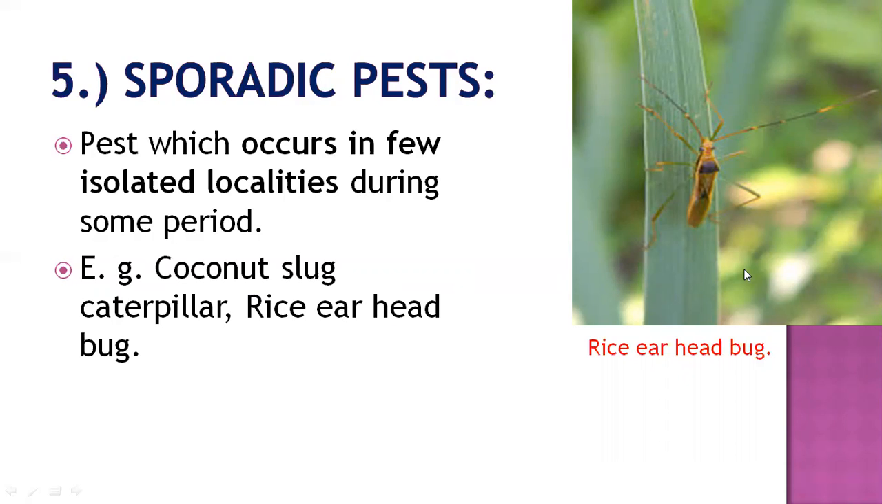In the picture we can see the rice earhead bug, which attacks the rice field, mostly at the milky stage of the grain. At that time these pests occur, so it is known as sporadic. So dear students, these are all five categories that come under the basis of occurrence.